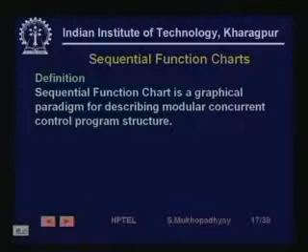So we have a formalism which is standard and which is called sequential function charts. A sequential function chart is actually a graphical paradigm for describing modular concurrent control program structure. So remember that it is basically used to describe structure and not the program itself. It is as if you have organized your program into a number of well written functions which are modularly arranged, and using the sequential function chart you are just describing which of these functions will be executed when and under what condition.